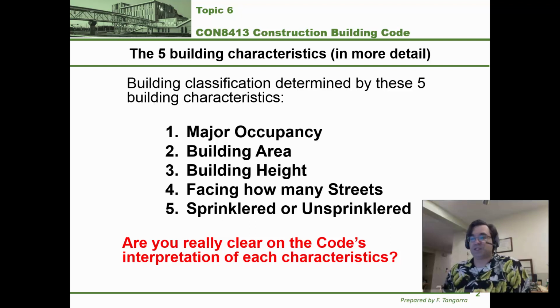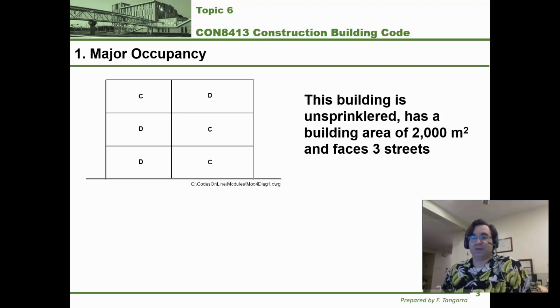Let's start with major occupancy. When we looked at topic 5, we learned about those 63 articles related to each and every occupancy and division. Well, what happens if a building you're analyzing has more than one major occupancy, which is normally the case? In this example, which you can see on the screen and is also in your course notes, we have an unsprinklered building, 3 stories, a building area of 2,000 square meters, facing 3 streets. Specifically, the occupancies that I can see here are either C or D.